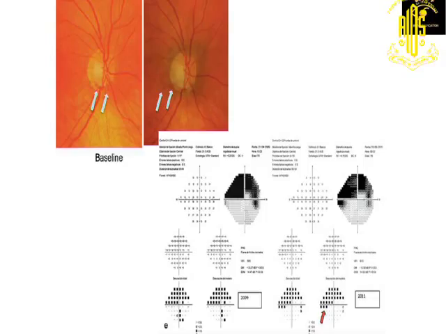Next you have these, where if you followed up a patient with this kind of a disc, say inferior hemorrhage and then an inferior notch, and then when you see it on the Humphrey visual field, there's a superior arcuate defect, and then a superior arcuate defect extending nasally, so you are almost sure of your diagnosis.